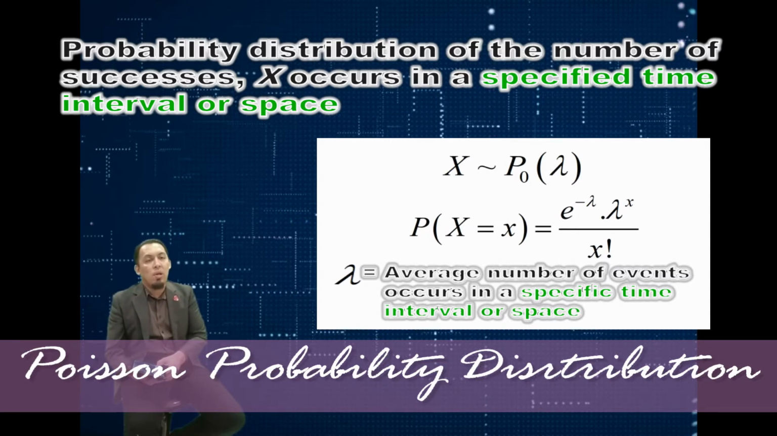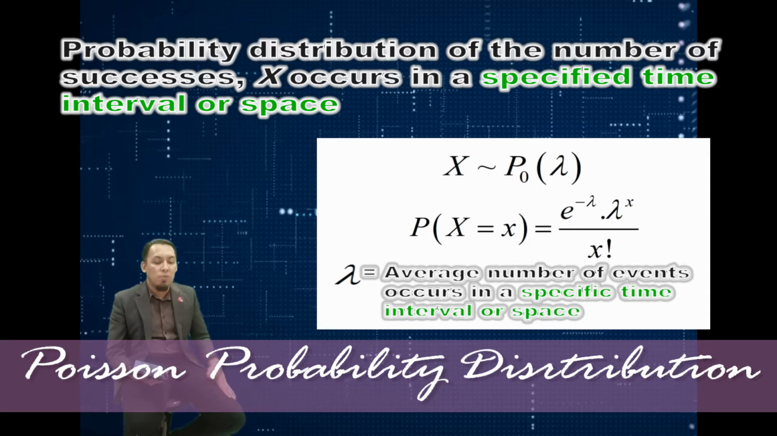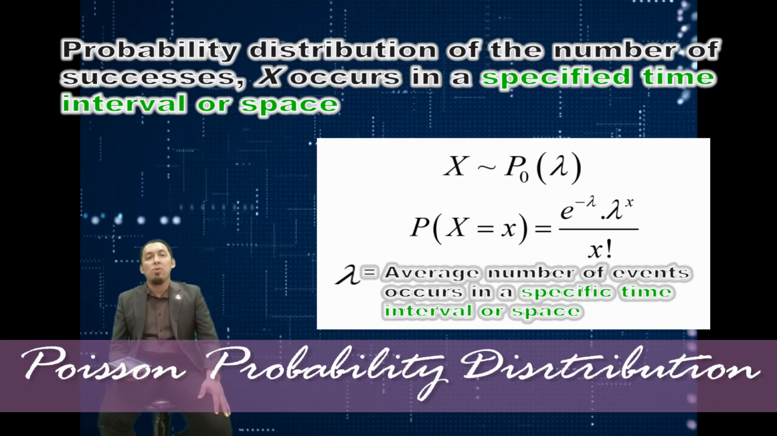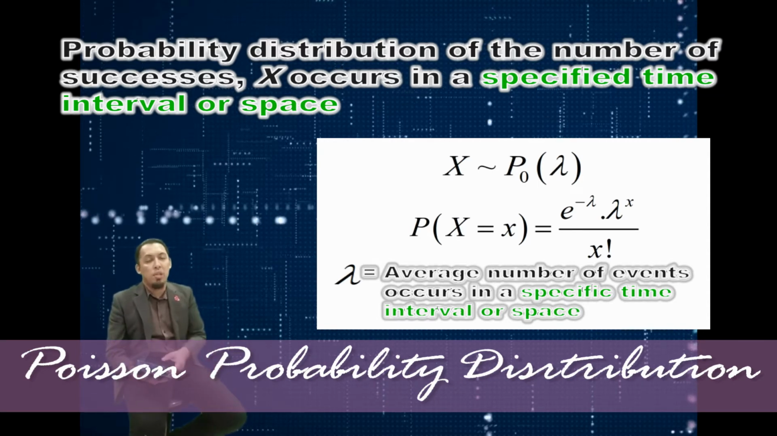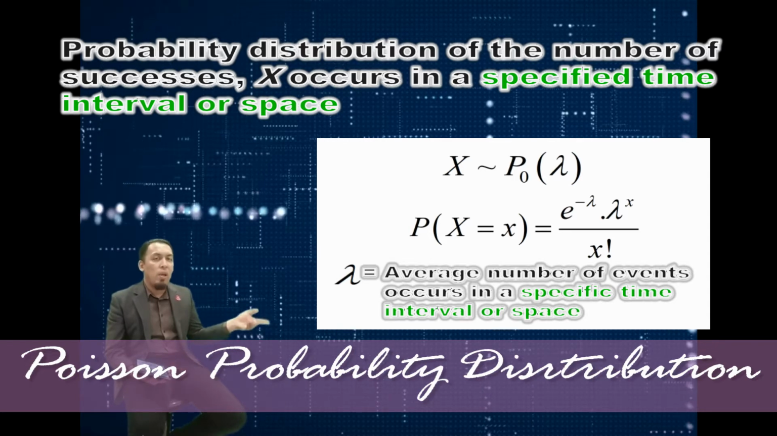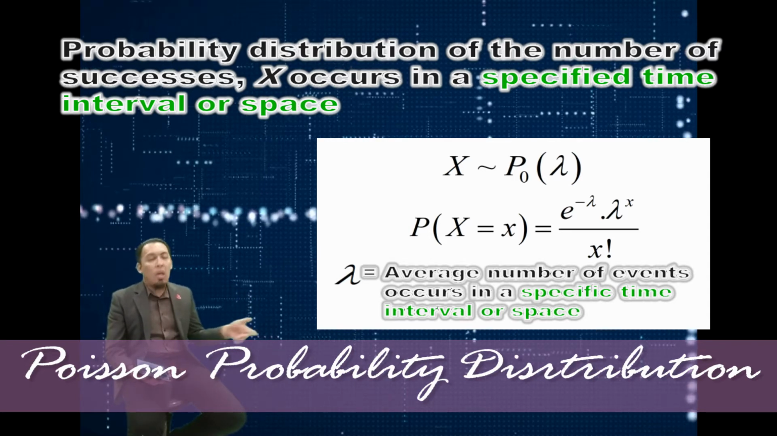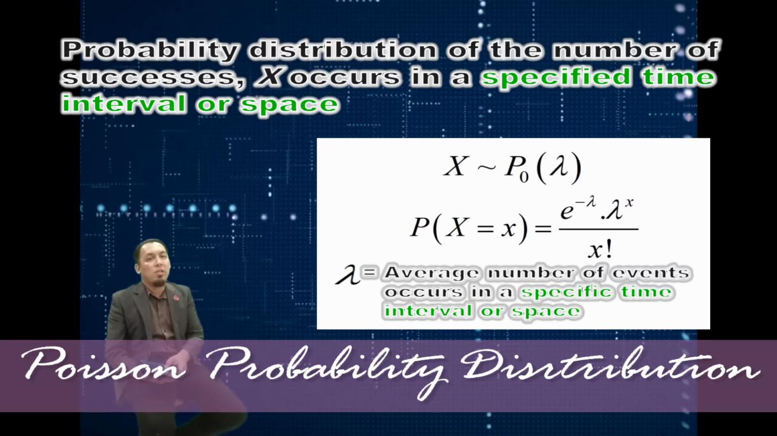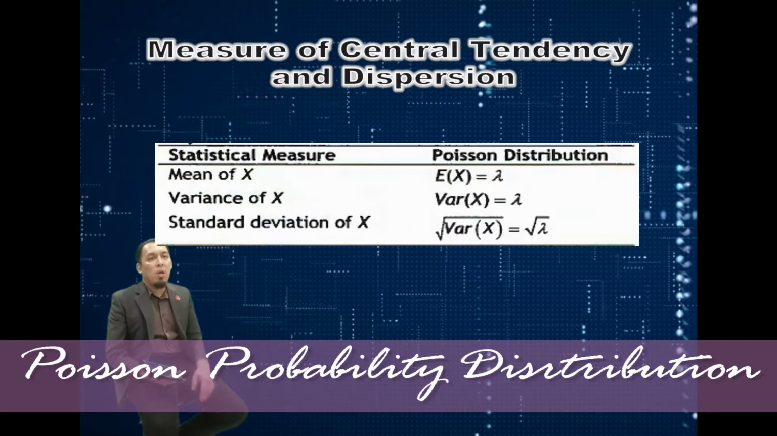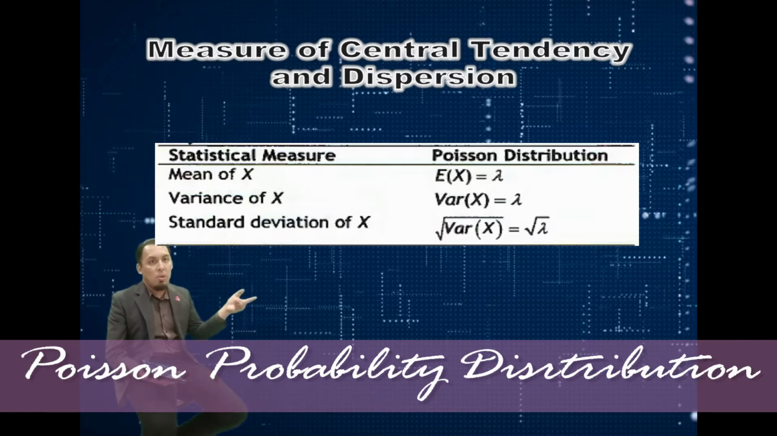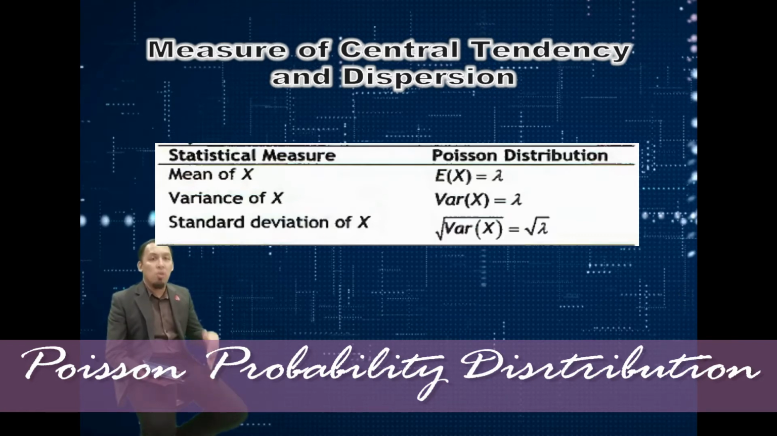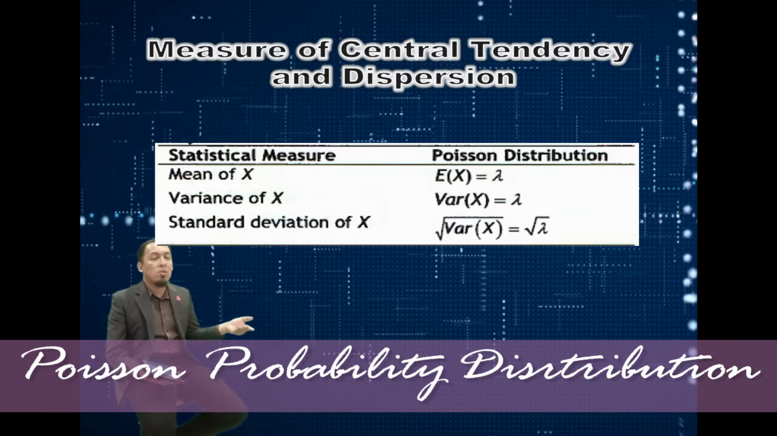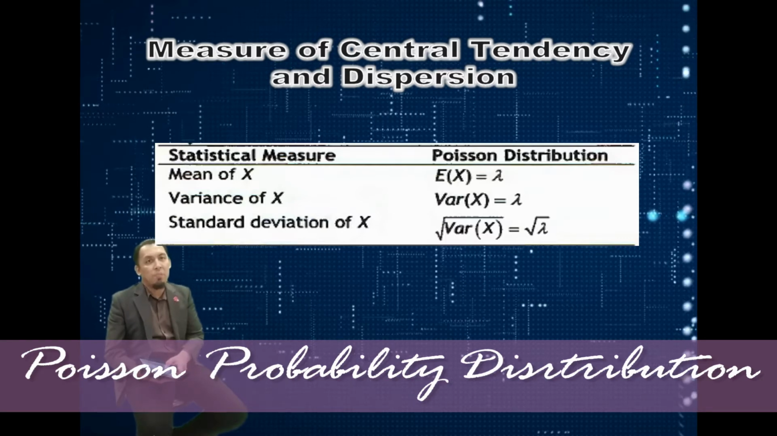Next, let's look at how to find the measure of central tendency and also dispersion for this distribution. Because we only have one important value, which is lambda, everything will circle around it. So to find the measure of central tendency, the mean, use lambda. To find the dispersion, use lambda. So the standard deviation is the square root of lambda.